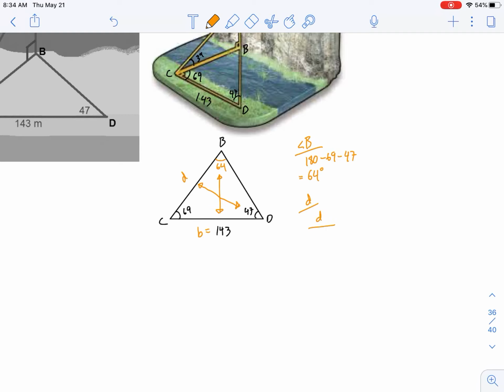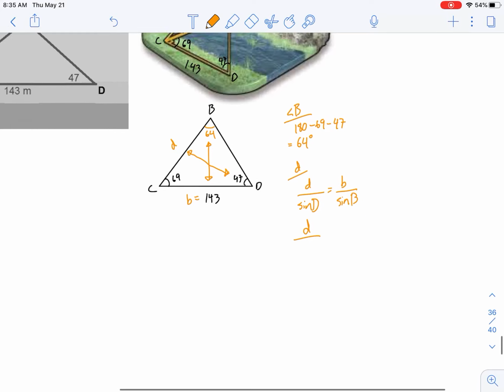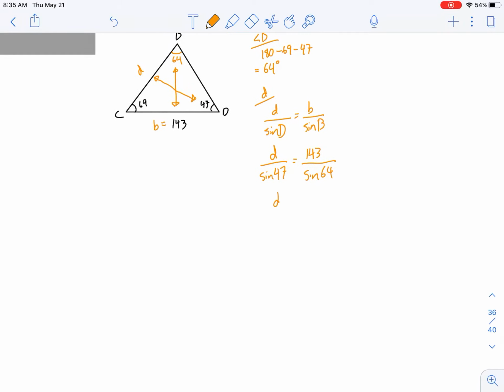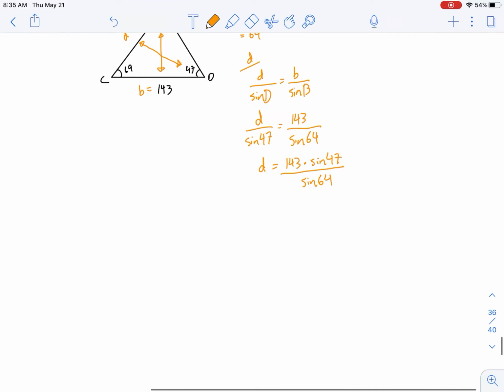It's going to be D over sine D is equal to B over sine B. D is our unknown, and it's in the numerator, that's nice. D over sine of 47 degrees is equal to 143 over the sine of angle B, which is 64 degrees. So we've got 143 times sine 47 divided by sine 64. Once again, I just multiplied onto the top. If you're unsure what I did in that step, go back and watch the sine law video.